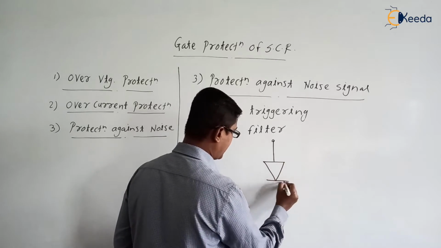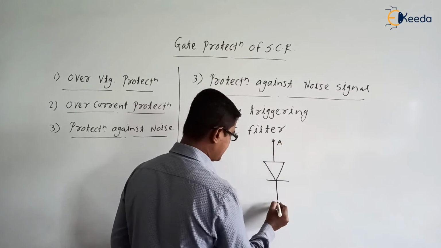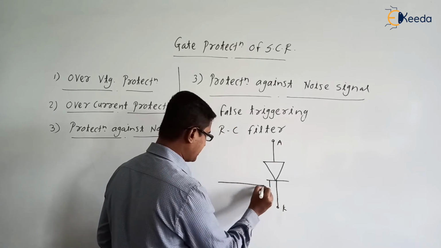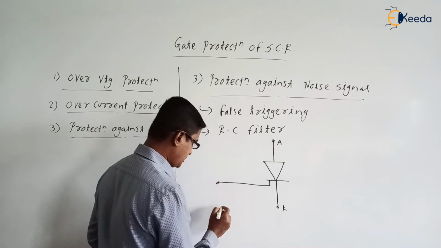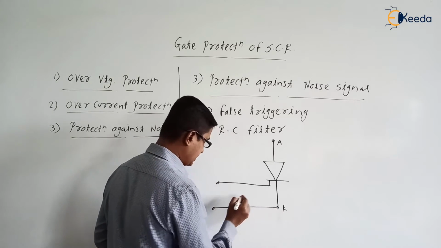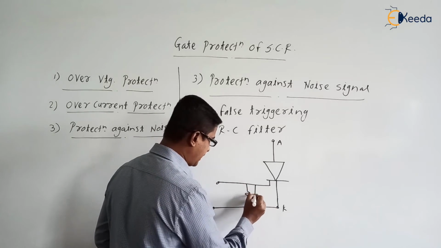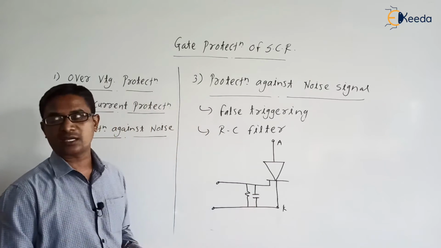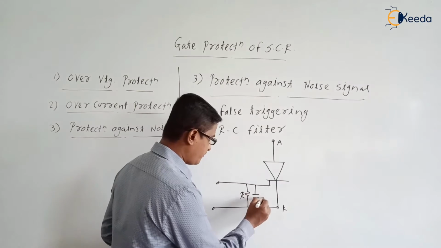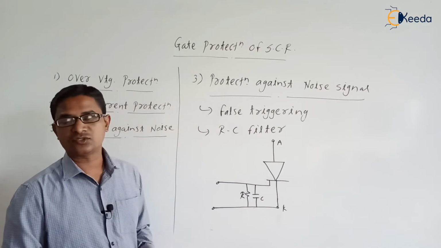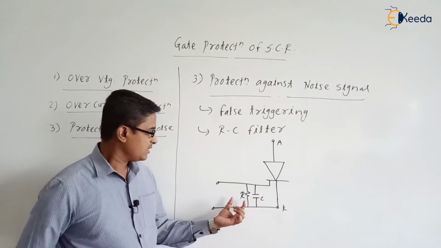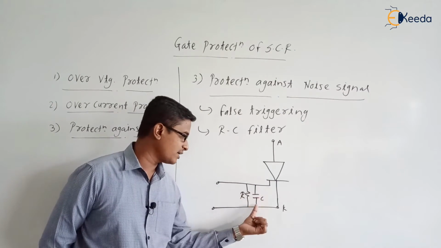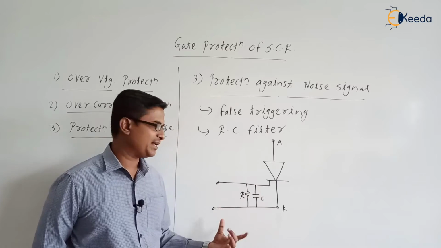So here we have the SCR, this is the anode of the SCR, this is the cathode of the SCR, and here is the gate terminal of the SCR. So we can connect a resistor and a capacitor in parallel, so that it can provide a path for the noise signal to bypass. Are you getting the point?